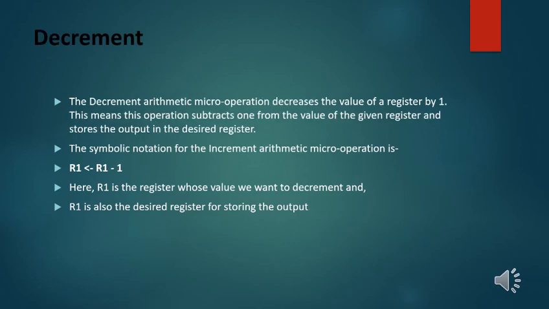The decrement operation. The decrement arithmetic micro operation decreases the value of a register by 1. This means that the operation subtracts 1 from the value of the given register and stores the output in the desired register. The symbolic notation for the decrement arithmetic micro operation is R1 equals R1 minus 1. Here R1 is the register whose value we want to decrement, and R1 is also the desired register for storing the output. For example, if the R1 value is 1, after the decrement operation, its value will become 0.